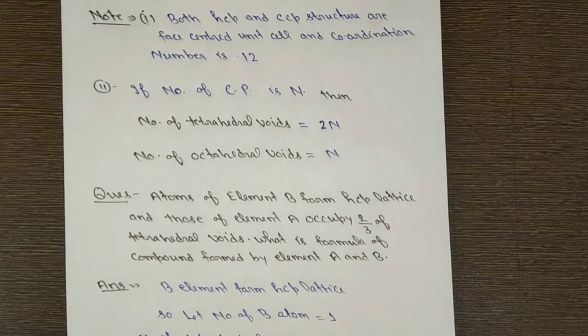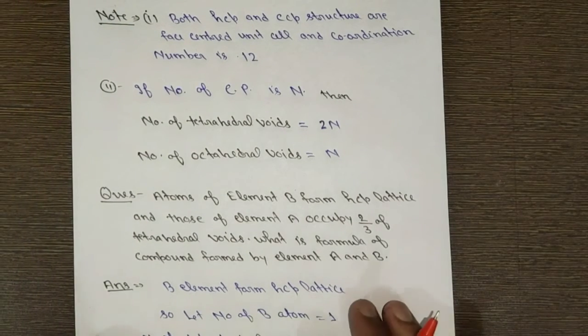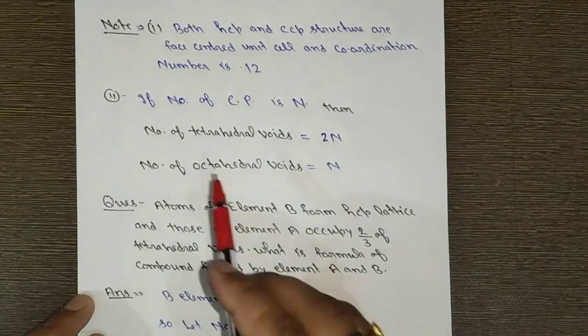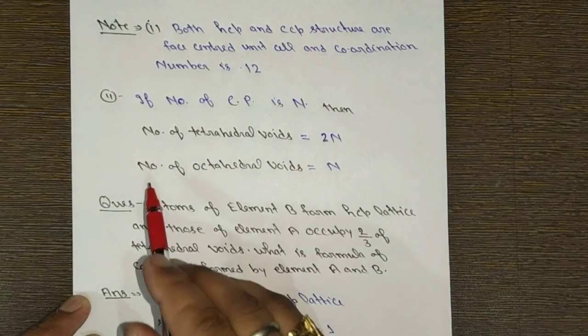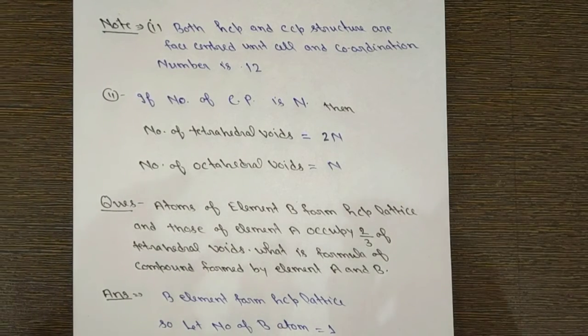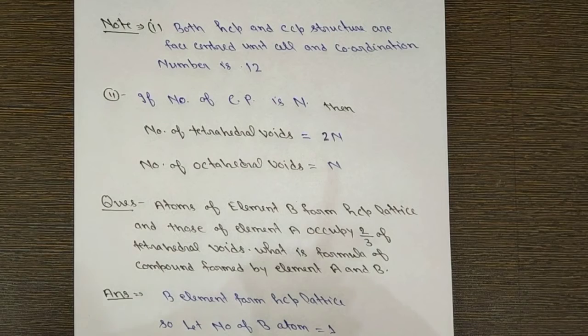Some important points: both HCP and CCP structures are face centered unit cells and the coordination number is 12. Calculation of the number of tetrahedral and octahedral voids. How can we calculate the number of tetrahedral and octahedral voids? If the number of close packed particles is n, then the number of tetrahedral voids equals 2n and the number of octahedral voids equals n. When we calculate the number of voids, we always consider the number of constituent particles to be 1. Due to this, the calculation of numerical questions becomes easy.